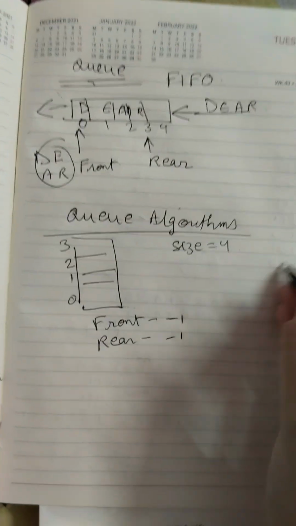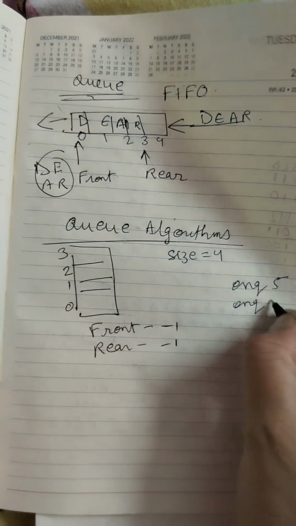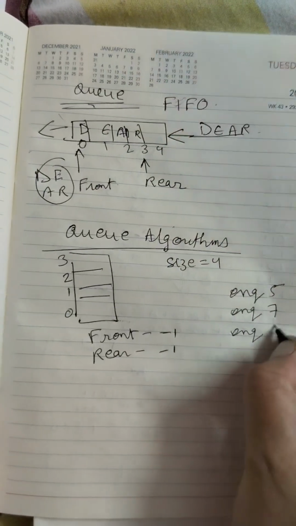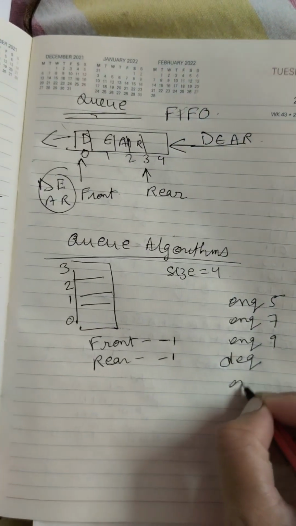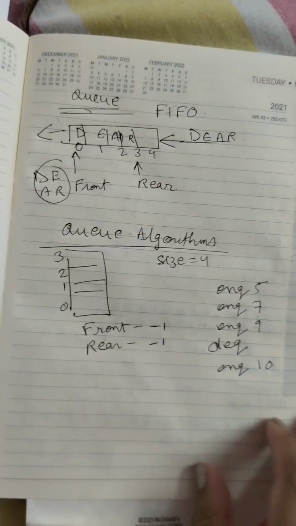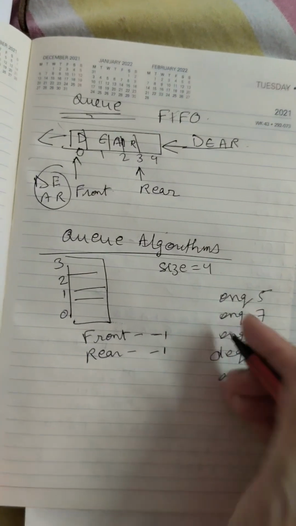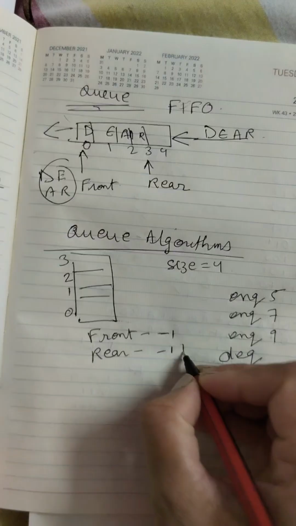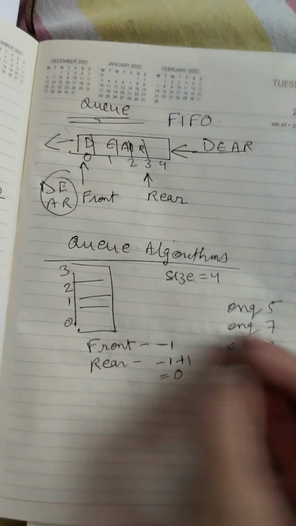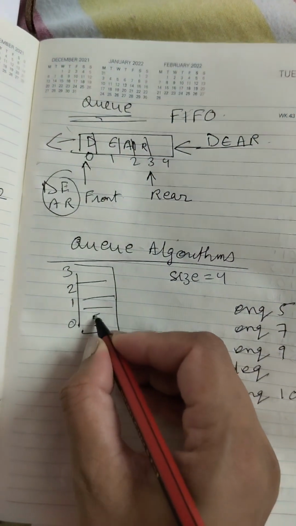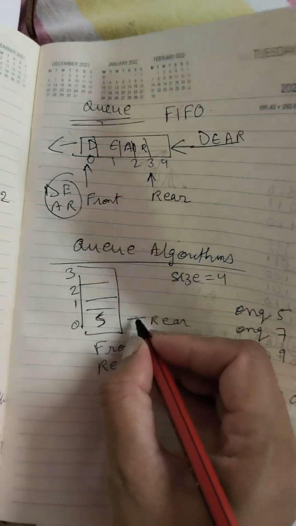Now suppose I have the operations enqueue 5, enqueue 7, enqueue 9, then dequeue, then enqueue 10. Suppose these operations have to be performed. First of all, for enqueue 5, I will go to the rear and increment the rear by 1, and at position 0 I will write the value 5. This is the insertion, and rear is pointing to this number.